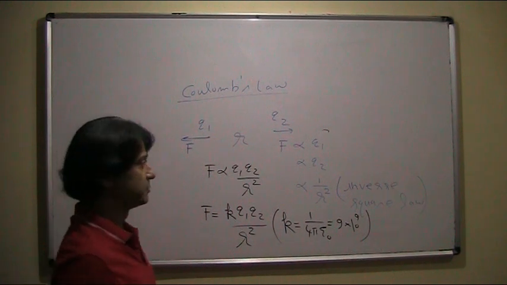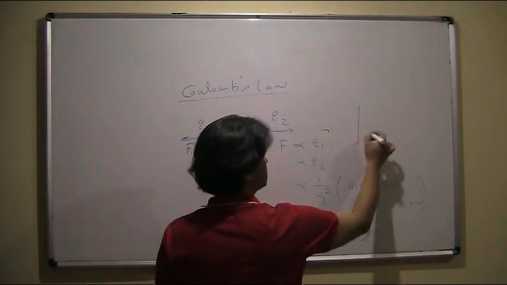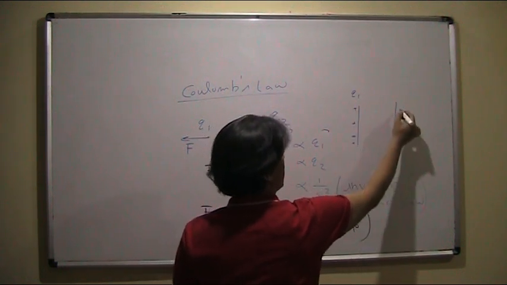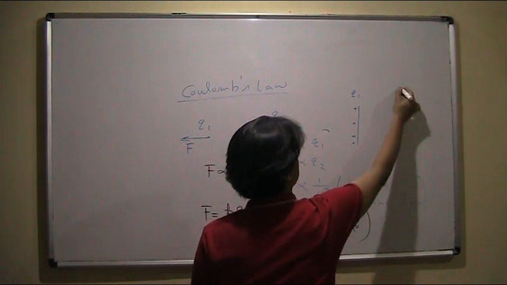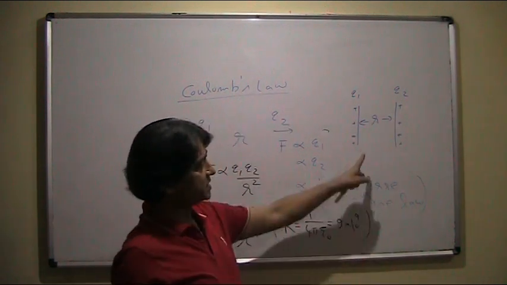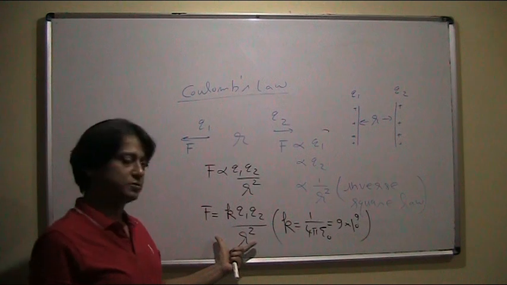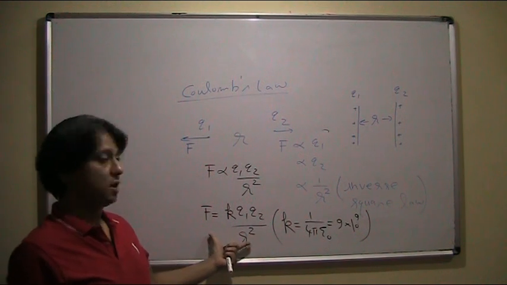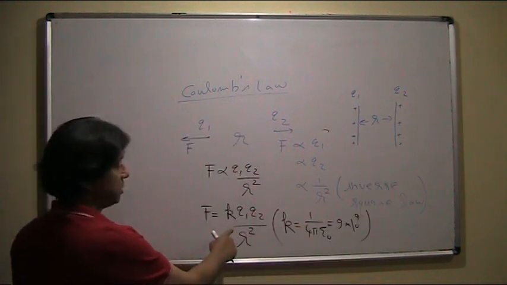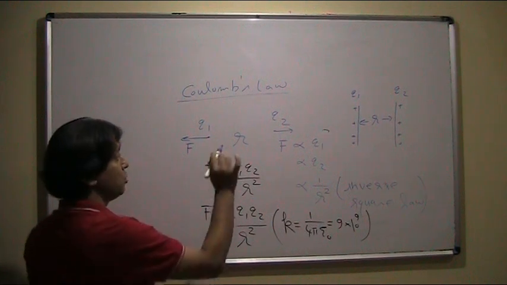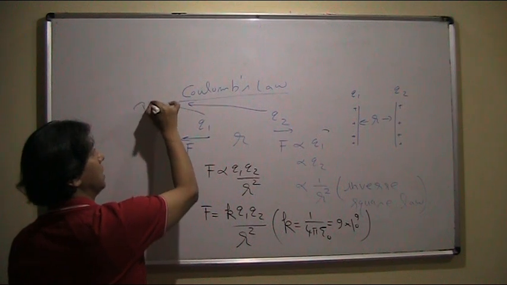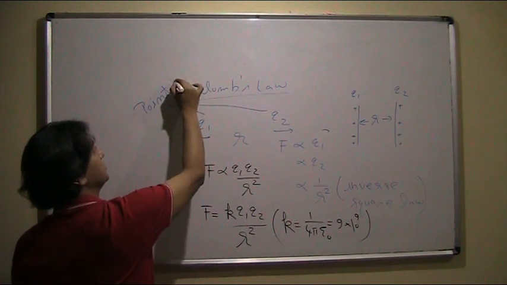Now the most important thing, suppose we have two rods having charges Q1 and Q2, and separation between the rods is R. In this case, we cannot use Coulomb's law in this form. Why? Because these are called line charges, and Coulomb's law in this form is valid only when both Q1 as well as Q2 are point charges.